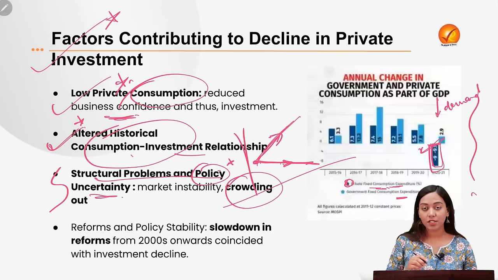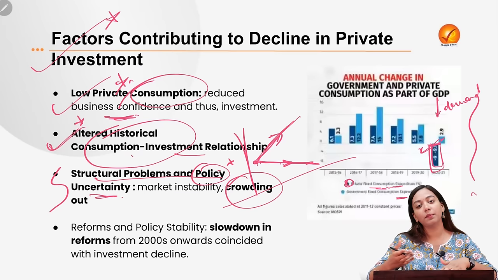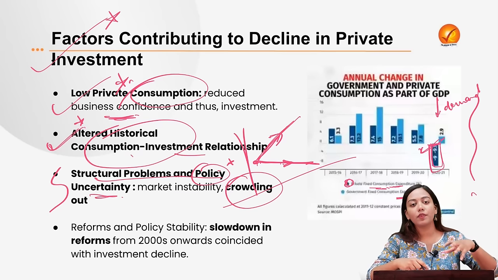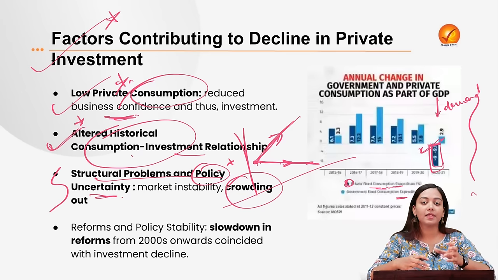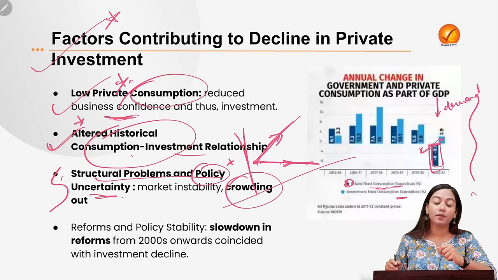Then because government is trying to put in a lot of investment into multiple sectors nowadays, you've seen the PM Gati Shakti scheme, etc., it causes a crowding out effect because it lessens off the competition for the private sector. So they move out of the game. So this is a crowding out which is done by excessive expenditure by the government or excessive investment made by the government. So these are some of the structural problems observed in economy.